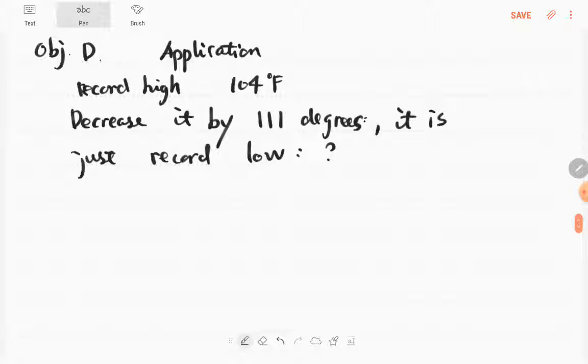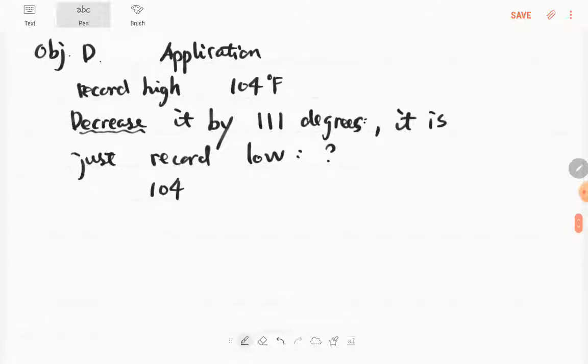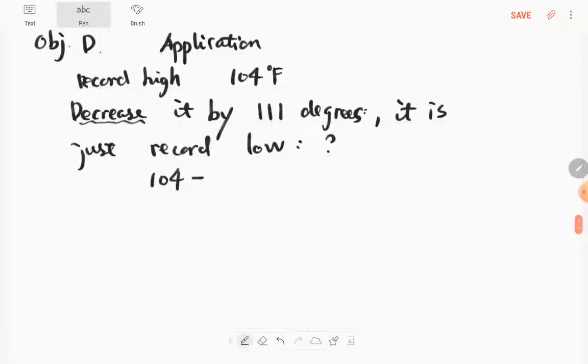So first, we know a number, it's 104. Then we want to decrease this number by 111. So we put 104 first. If we find the keyword decrease, which indicates we should use the subtraction, right? So we can decrease it, which is minus 111. Okay, so we will get the recorded low.